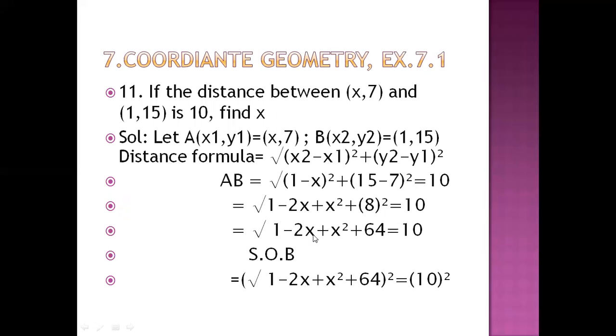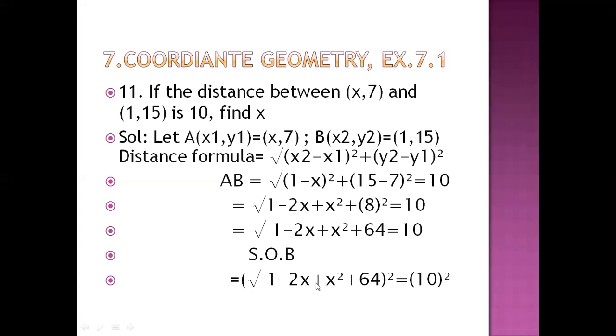1 minus 2x plus x square, and 8 square is 64, which is equal to 10. Now 64 plus 1 is 65. So we can first add it here, then square on both sides so that the root will be removed. So let us do the squaring on both sides.